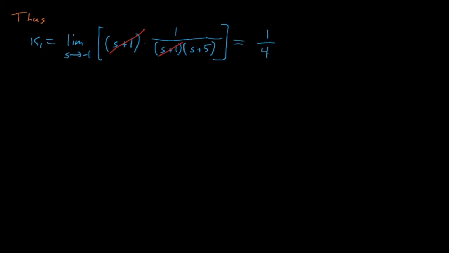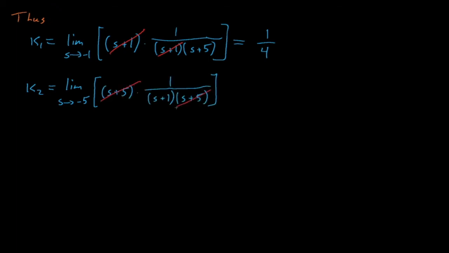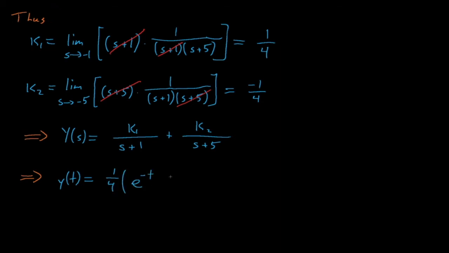Similarly, k2 is equal to the limit as s approaches minus 5 of s plus 5 times 1 over s plus 1 times s plus 5, which, once we evaluate it, is equal to negative 1/4. So after solving for k1 and k2, we see that y of s is equal to 1/4 divided by s plus 1 minus 1/4 divided by s plus 5, and that y of t is equal to 1/4 times e to the negative t minus e to the negative 5t.